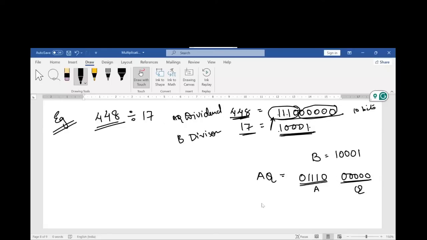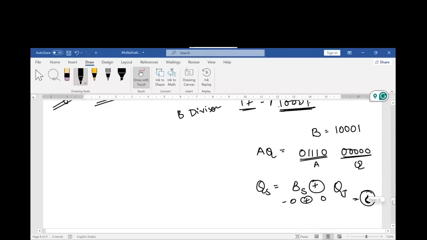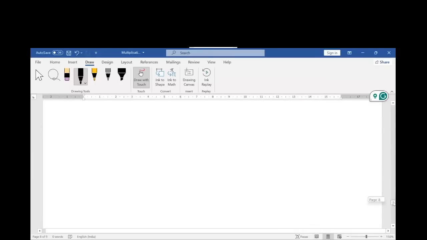After that, let us check the sign. The quotient sign QS would be BS XOR, no, our final result, yes, quotient BS XOR QS. So here both the numbers are positive, so 0 XOR 0, and my final result would be 0. So my quotient would be positive. Okay, so this much is done. Now let us start solving the algorithm.